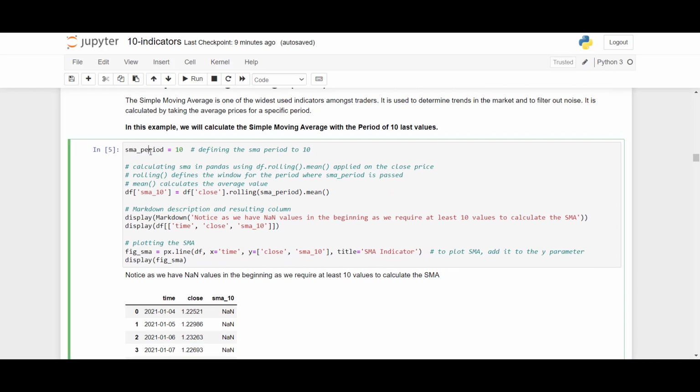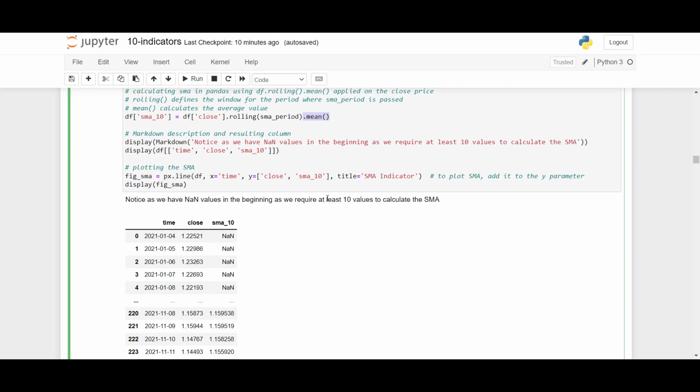Here, I set SMA period equal to 10, which means that we will use the last 10 close prices. To calculate the SMA of period 10, we take the close prices, then we specify the window, and the window is 10, so the rolling takes the last 10 prices, and by using mean, we take the average, and that is the SMA period 10.